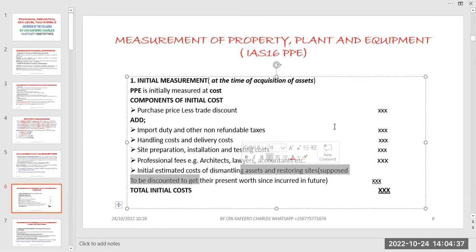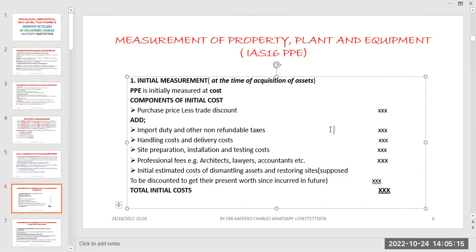Make sure when you are getting this item, if you find it in the question, you discount it because it is going to be in the future. You are not going to incur that cost now; you are incurring it in the future. So if you are to incur that cost in the future but you are accounting for it now, you have to discount it and get its present worth. After getting its present worth, you can incorporate it into the total initial cost. So when you get all that and add them up, you will get the total initial cost. That's what we are going to be using to initially record our PPE.